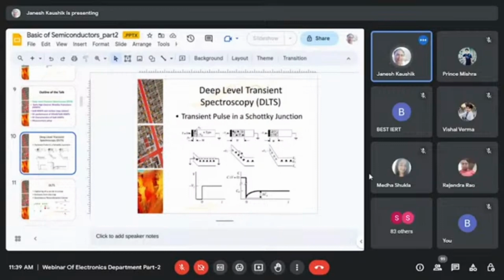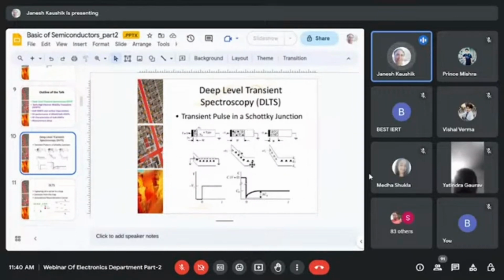So how does DLTS work? Actually, it's a transient measurement. We know that when we make a metal semiconductor diode, a finite capacitance due to the depletion width is present, C equal to epsilon A by T. And when we increase the bias, if you see this diagram, the first is at V equal to 0, the second is voltage equal to minus V1, meaning a reverse bias is applied. And if there are bulk traps present in the semiconductor, it is visible in the band diagram for V equal to 0.